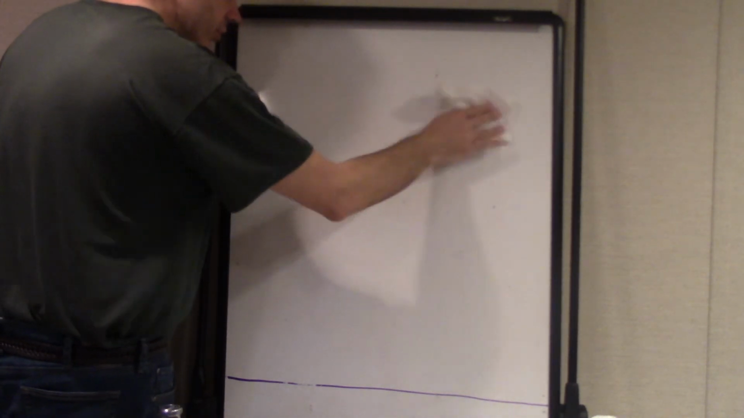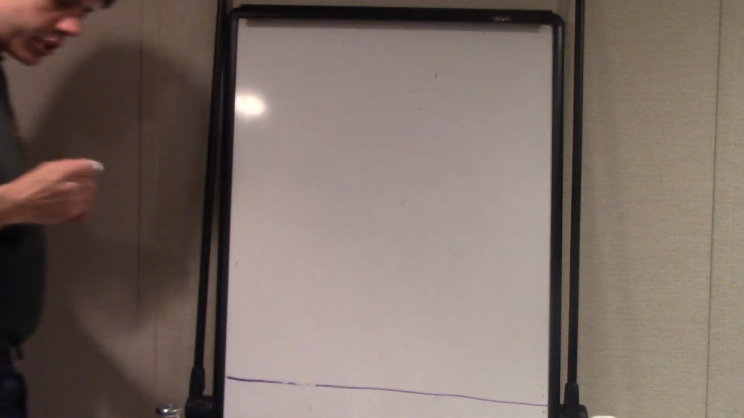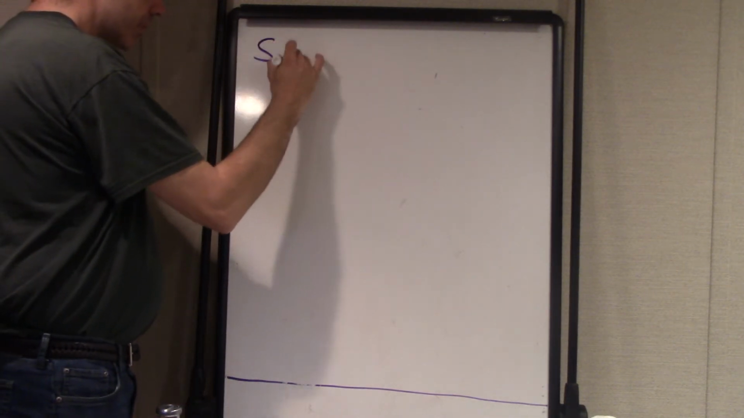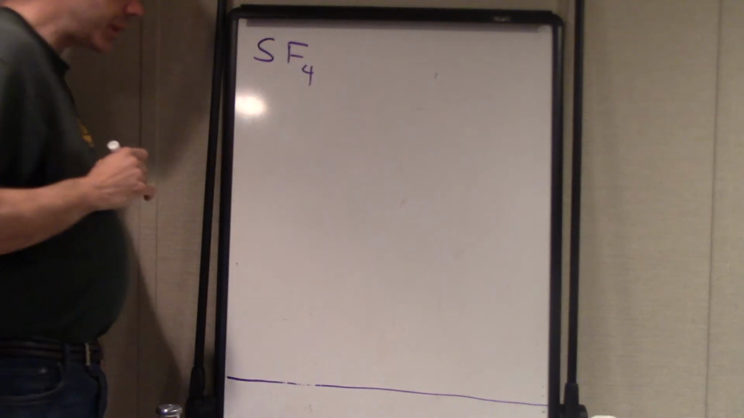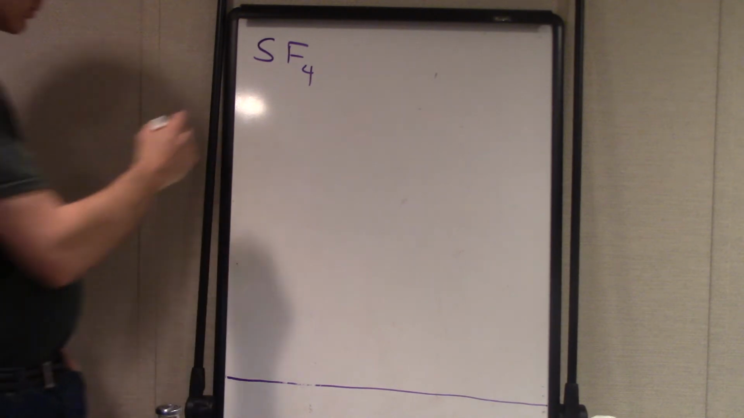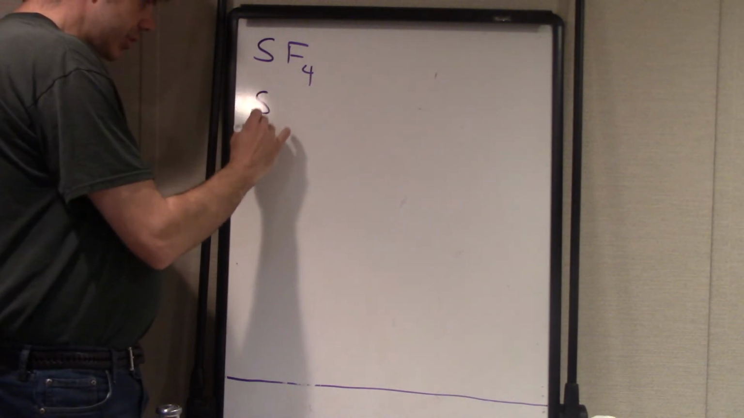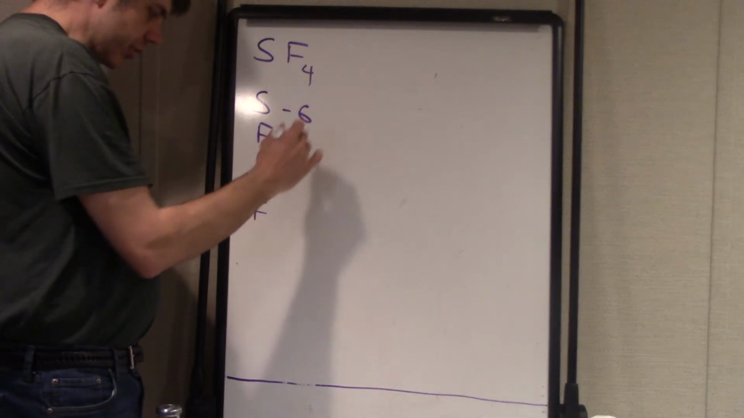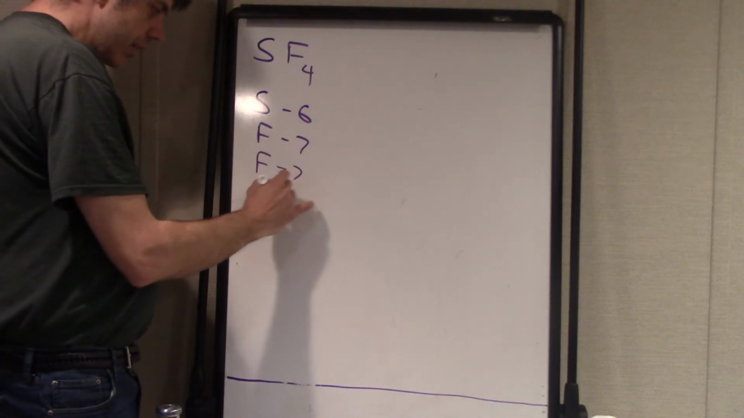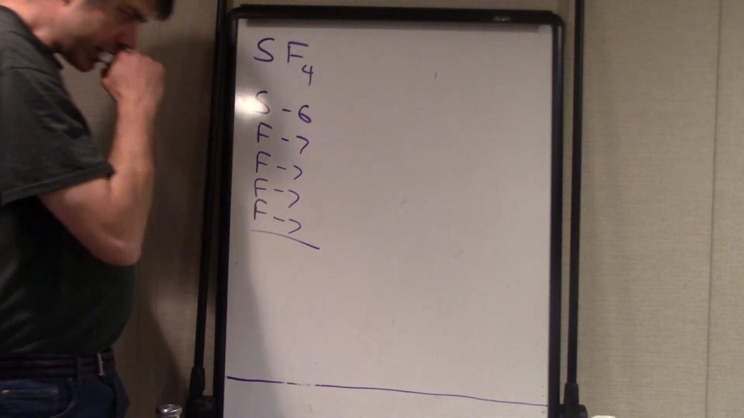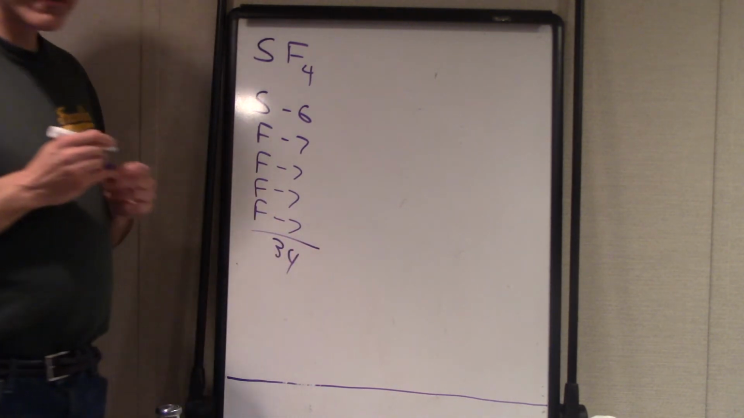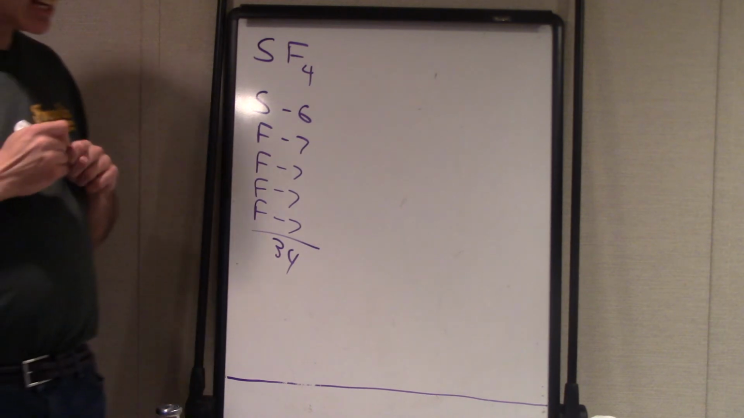The next molecule I want to do is also an expanded octet. This one would be SF4. So here I would have 1 sulfur, 4 fluorines. Sulfur's in group 6A, fluorine's still in group 7A. Here I'm looking at a total of 34 valence electrons I need to deal with.